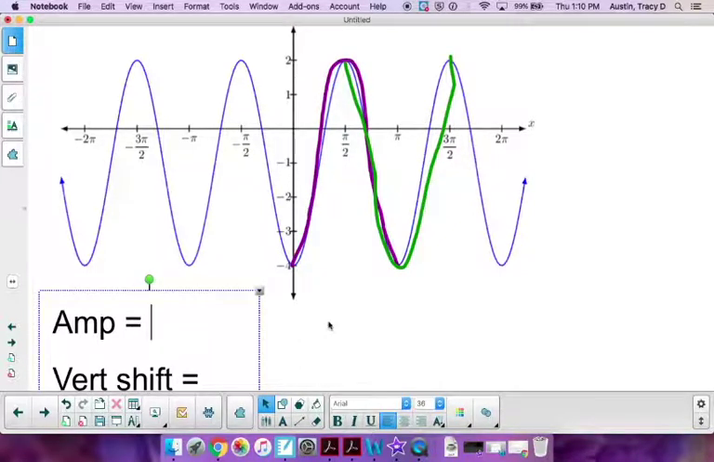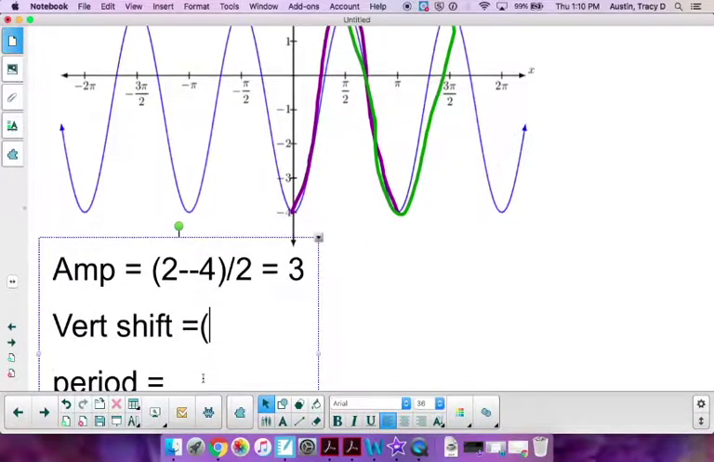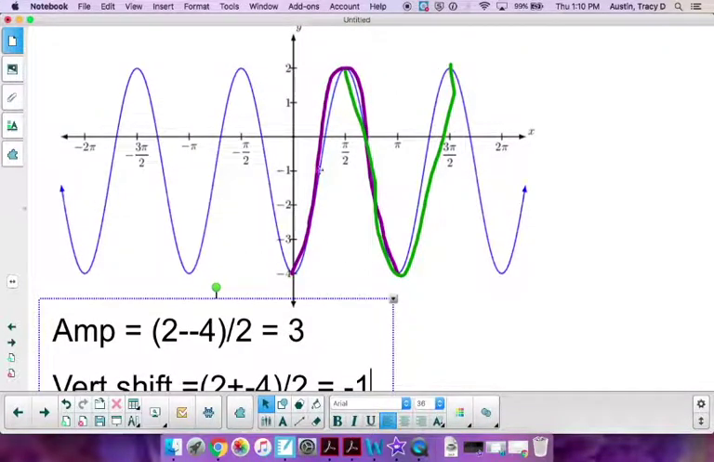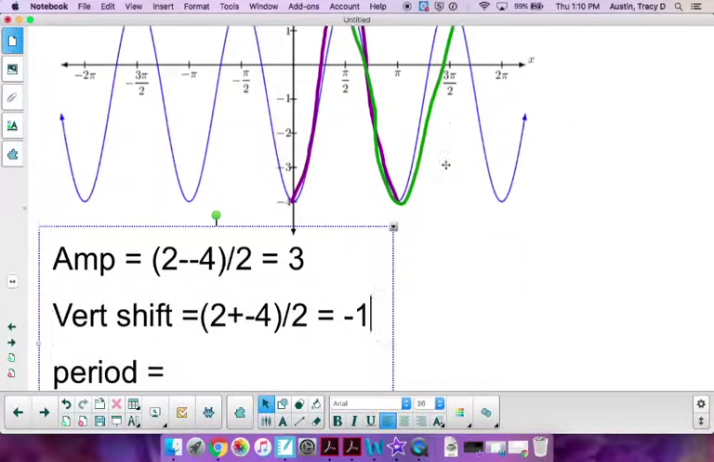Okay, so highest minus lowest. So 2 minus negative 4 is 6, divided by 2 should give me an amplitude of 3. 3 in either direction from the midline. All right, and then highest plus lowest divided by 2 should give me negative 1, which seems reasonable that that is the midline, negative 1.